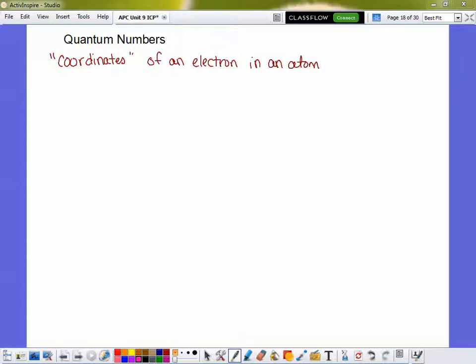Think of it in terms of orbital diagrams, where the broadest location of an electron would be the energy level, right? So that's our first quantum number, and that gets the letter N, which you've seen before. N's official name is the principal quantum number.